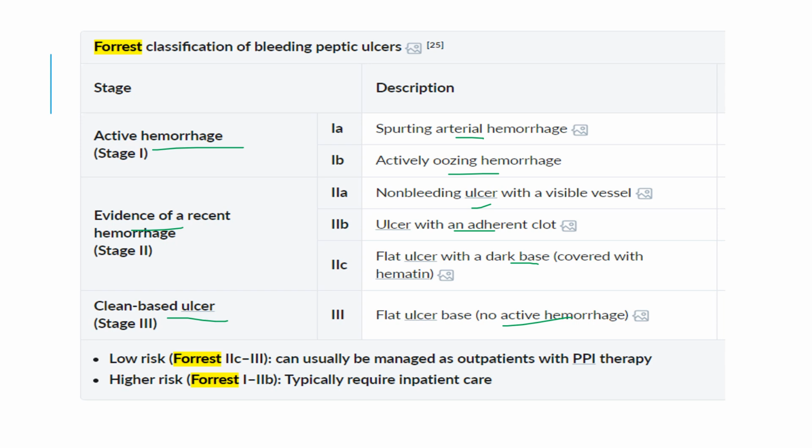So low risk means 2C and 3, that is a flat ulcer with a dark base or a flat ulcer with no active hemorrhage. They can be managed as outpatient with proton pump inhibitor. High risk is 1 to 2B. They require inpatient care. You just have to know if there is evidence of active bleeding or recent hemorrhage, you have to admit the patient. If there is a flat ulcer with dark base which is covered with hematin, or no active hemorrhage, you can manage as outpatient, and you can do maybe a scheduled endoscopy.